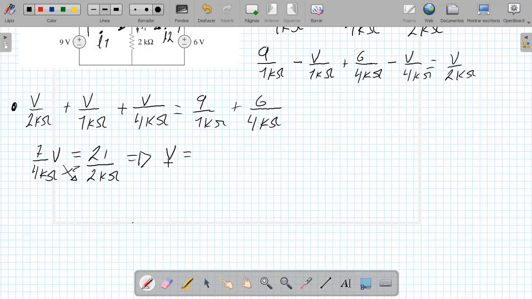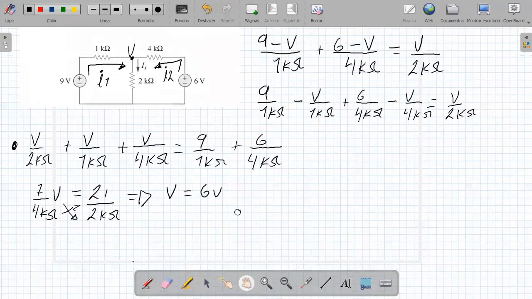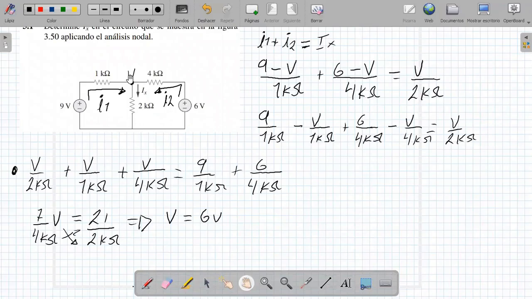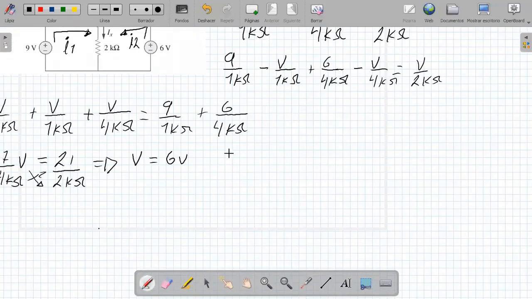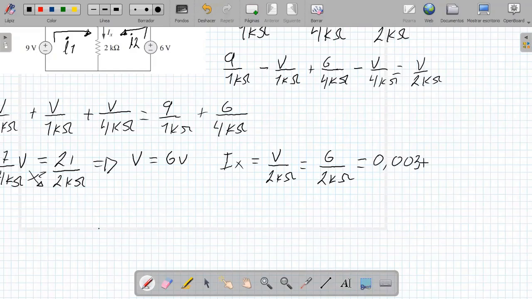So, if there is a voltage of 6 volts here, we can now determine the current. The current Ix is the voltage V over 2K, and that is what they asked us for, the current Ix. Therefore, it would be 6 volts over 2 kilo ohms, and this is going to give me 0.003 amps, that is, 3 milliamps. So, Ix is equal to 3 milliamps. This is the current through the 2K resistance.